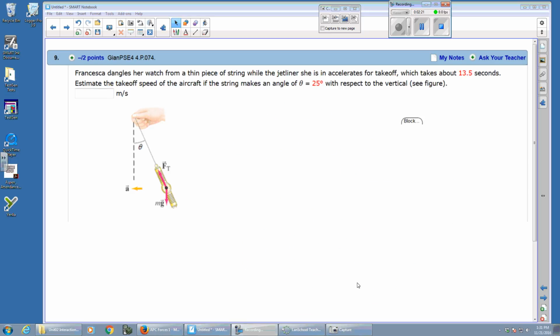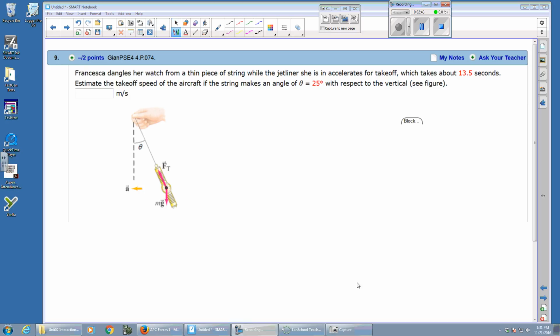Sounds good. All right, so number 9. I think the key understanding in number 9 is that your net force and your acceleration have to be in the same direction. If you have that understanding, 9 is a lot simpler than you would think.